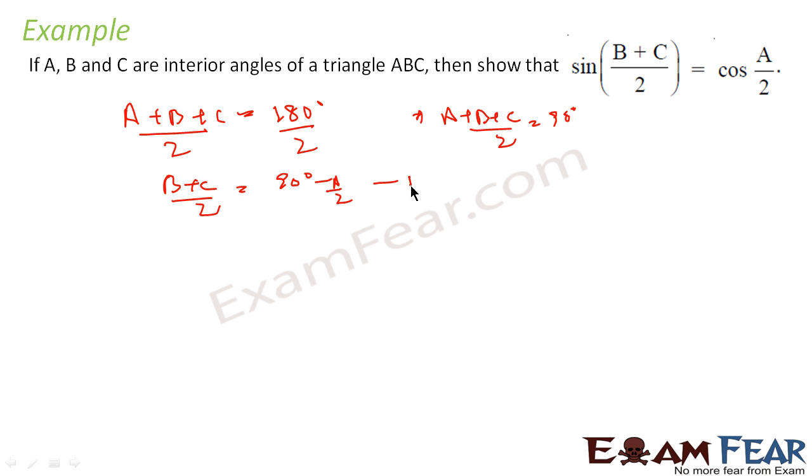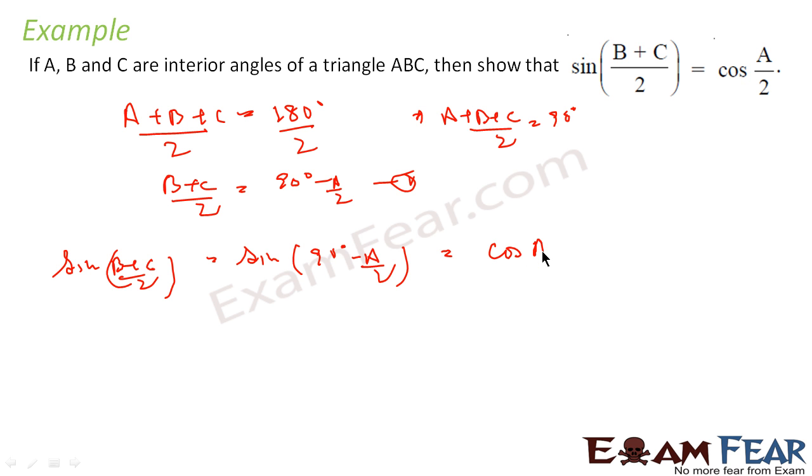This is my equation again. This is same as this. So it has A by 2, it has (B plus C) by 2. That means this equation can be helpful to us. Correct? So we have to prove that sine of (B plus C) by 2. So write sine of (B plus C) by 2 will be equal to sine of (90 degree minus A by 2). Why? Because (B plus C) by 2 is equal to 90 degree minus A by 2. Now sine of (90 degree minus A by 2) is nothing but cos of A by 2. And that is what we are supposed to prove.